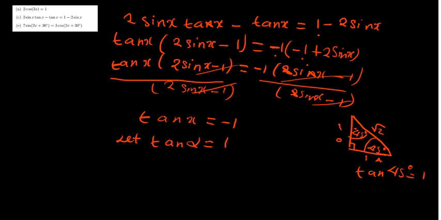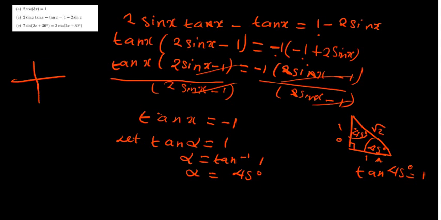So from this we can say tan inverse of 1 is equal to 45 degrees. Okay, let's now take into consideration the quadrant, because here we have -1 and not +1.